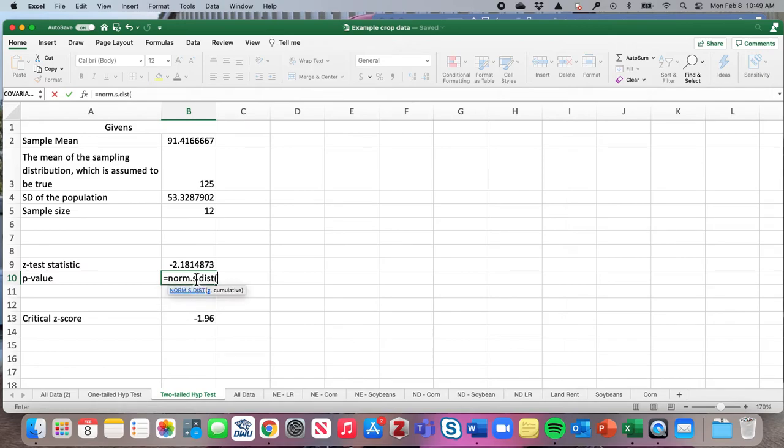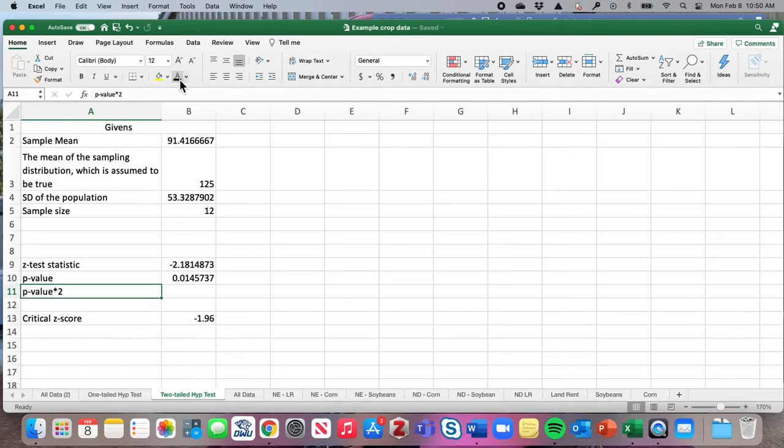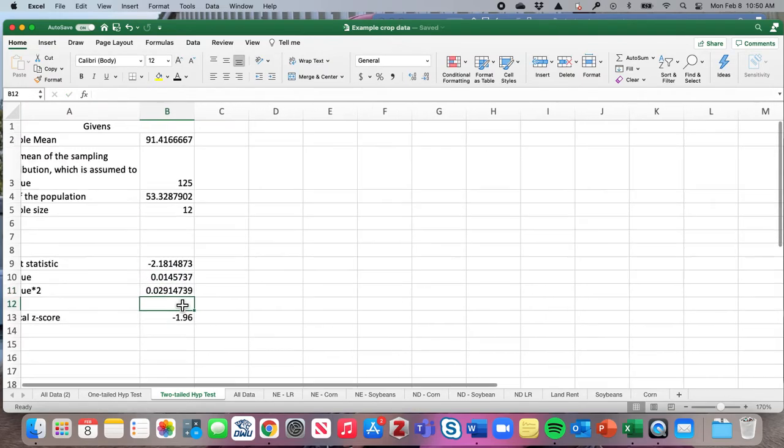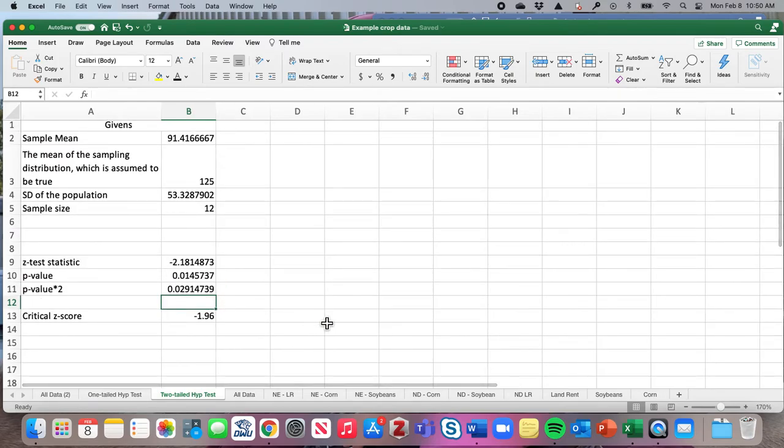norm.s.dist function, and then it says z, cumulative, so z-score, comma, true, and hit return. Now again, that's the p-value for one tail. So we need to do times 2 because we're looking at a two-tailed test. So equals our p-value times 2, and we get a p-value of 0.029, which is basically 0.03. That is below a p-value of 0.05. And what that tells us is that we are going to reject our null hypothesis.